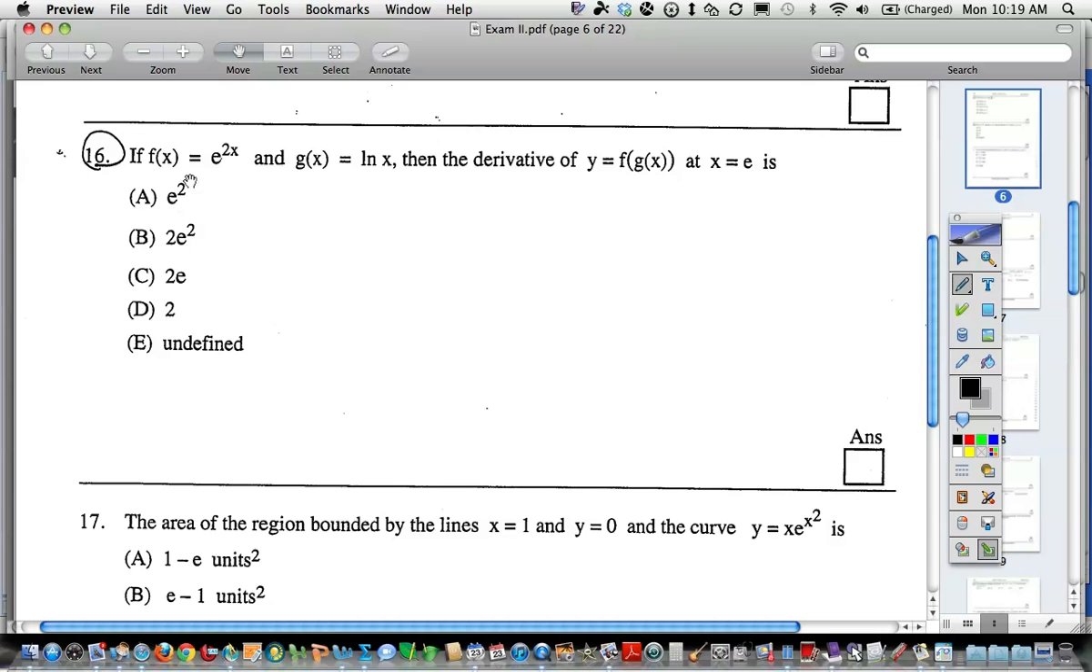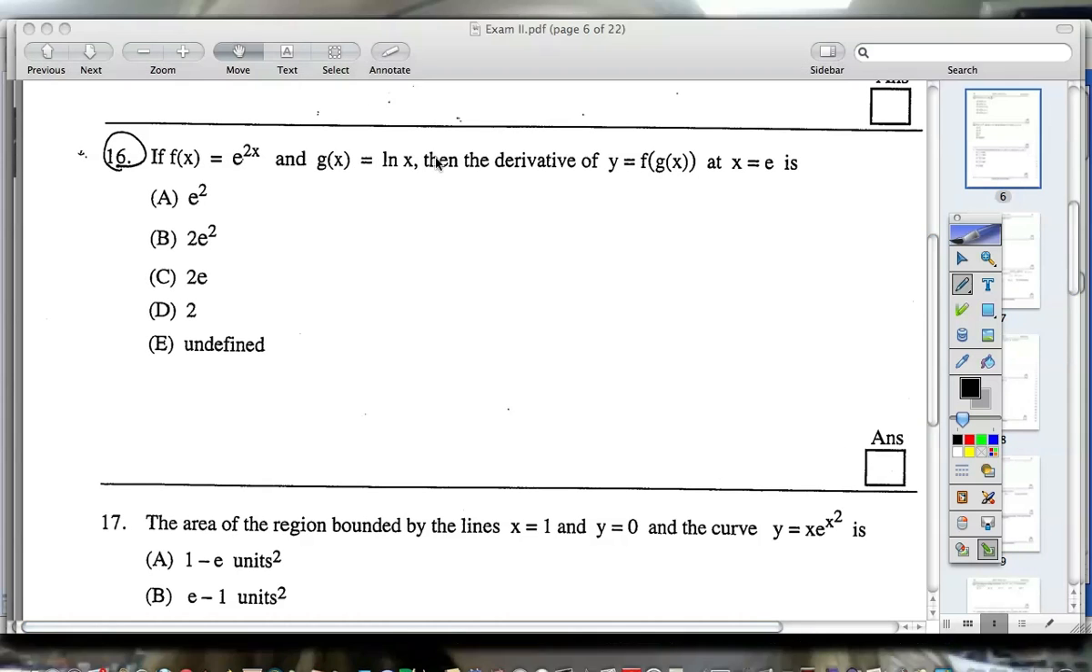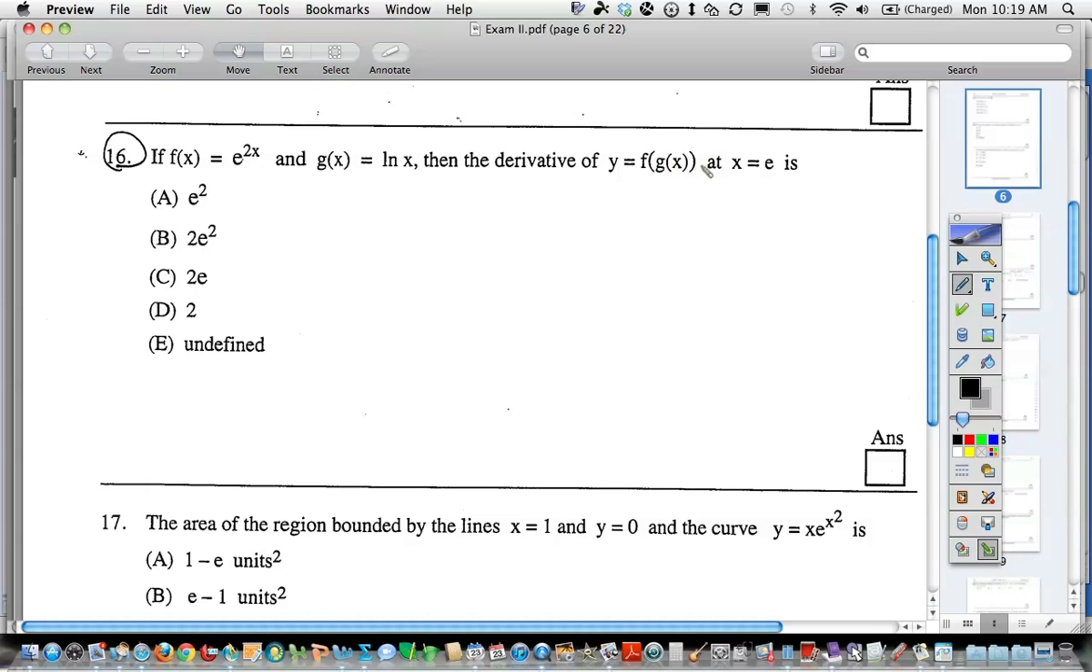All right. If f of x equals e to the 2x and g of x equals natural log of x, then the derivative of f of g of x at x equals e, that's important right there, is what? So Anna, what do you think? What'd you try there? Well, I just said e natural log of x to the 2x. So I just kind of set it up.